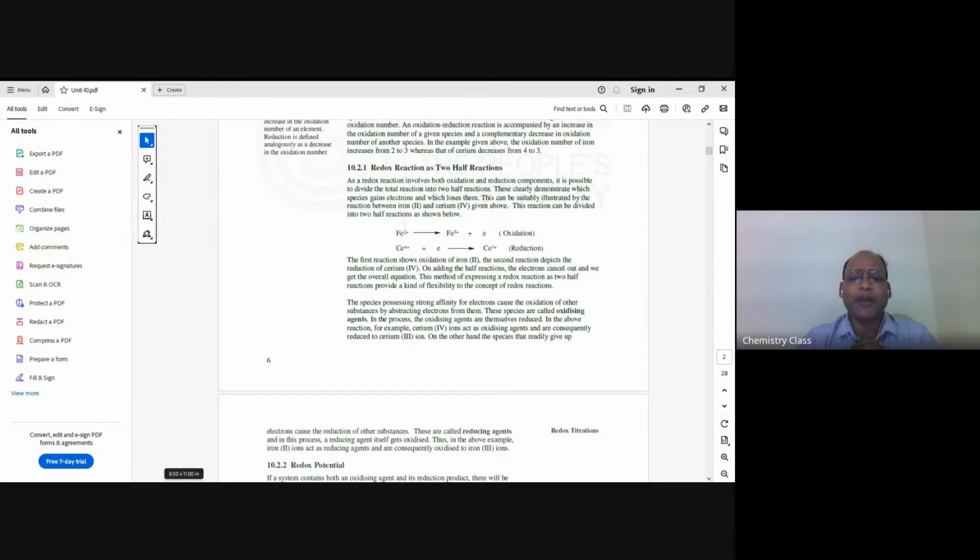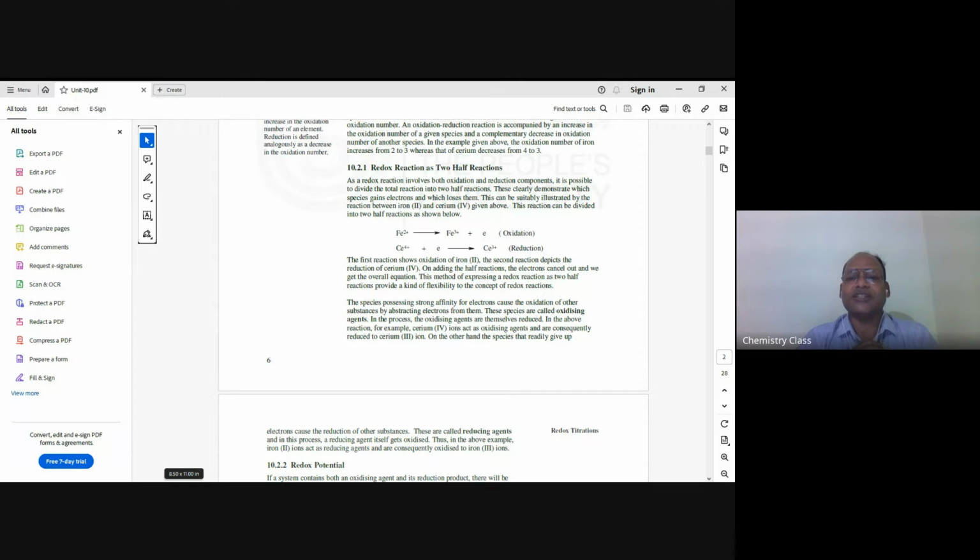So on the left-hand side, the reactant side, Fe2+ has an oxidation state of +2, and on the product side Fe3+ has an oxidation state of +3. So from reactant to product the oxidation state increases, hence it is the oxidation half, right?